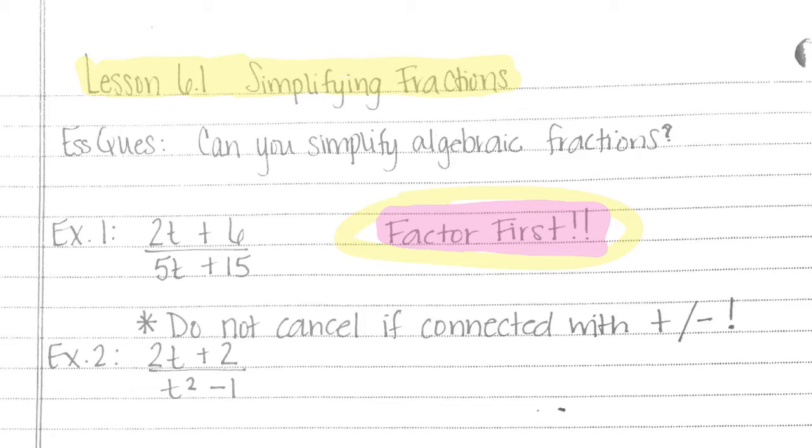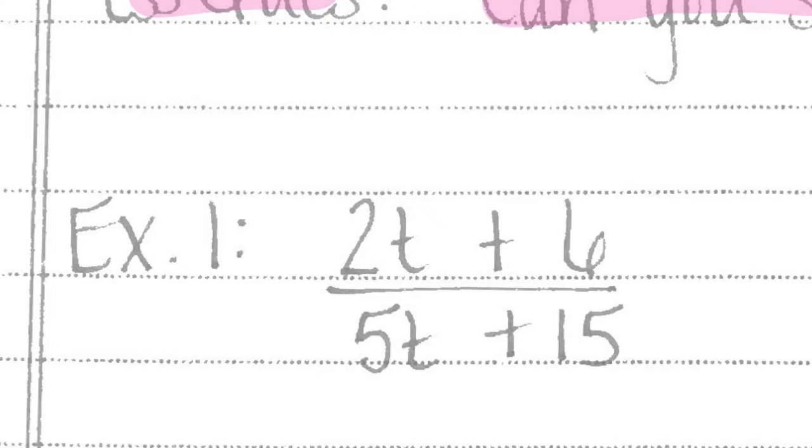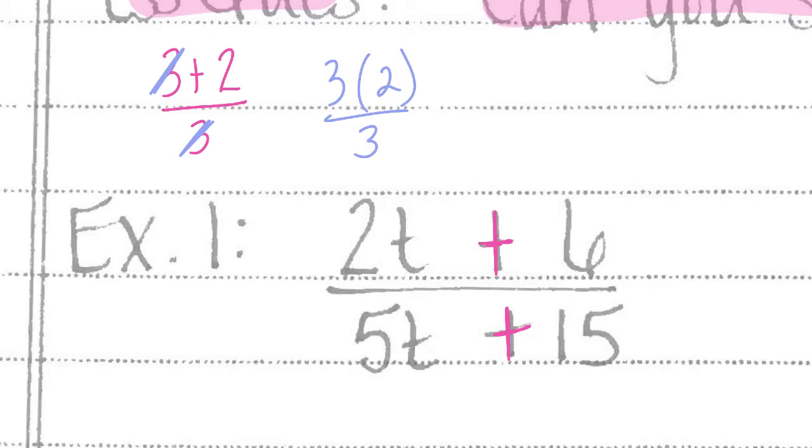Our essential question today is, can you simplify algebraic fractions? So let's go ahead and learn number 1. Do you see this plus sign and this plus sign? Remember with fractions, if I have 3 plus 2, which is 5 over 3, you can't cancel out the 3's because 5 over 3 is not equivalent to 2. You have to only cancel out things that are being multiplied, like 6 over 3. So remember, in this case, these 3's can cancel out.